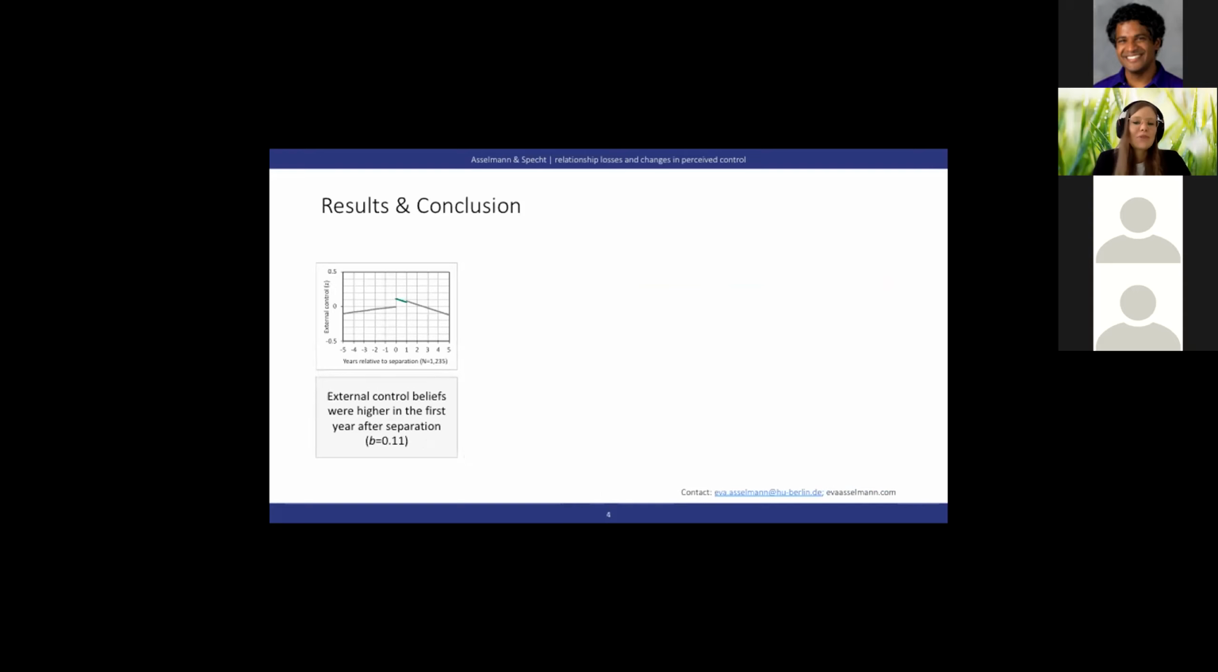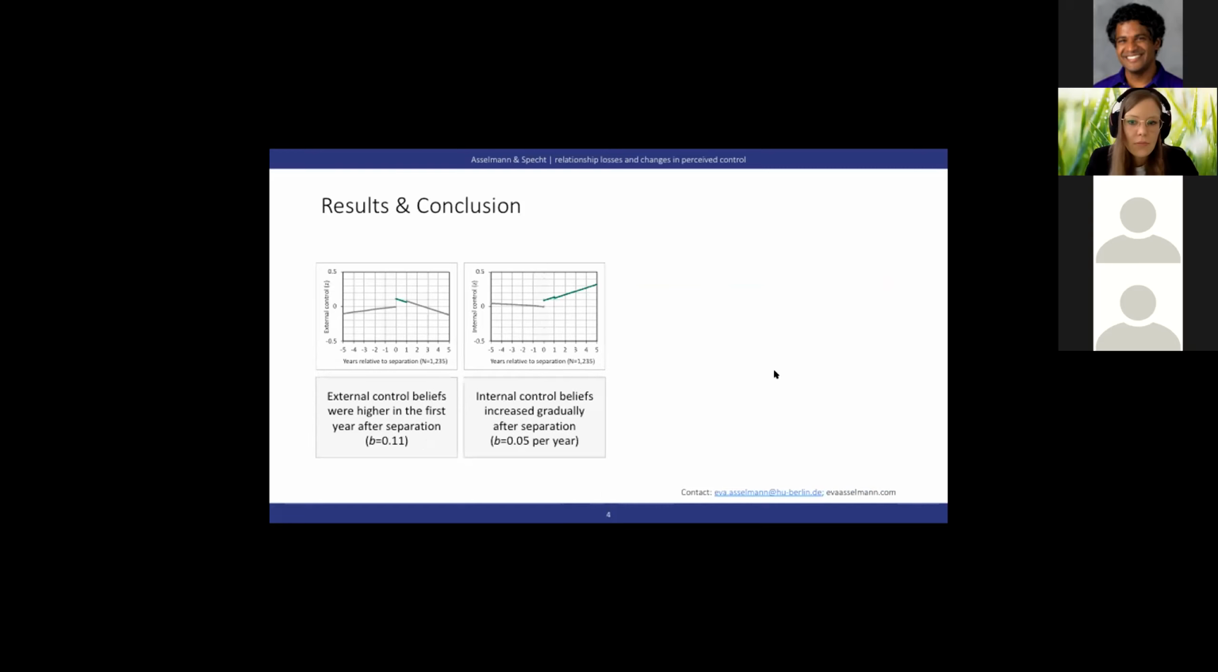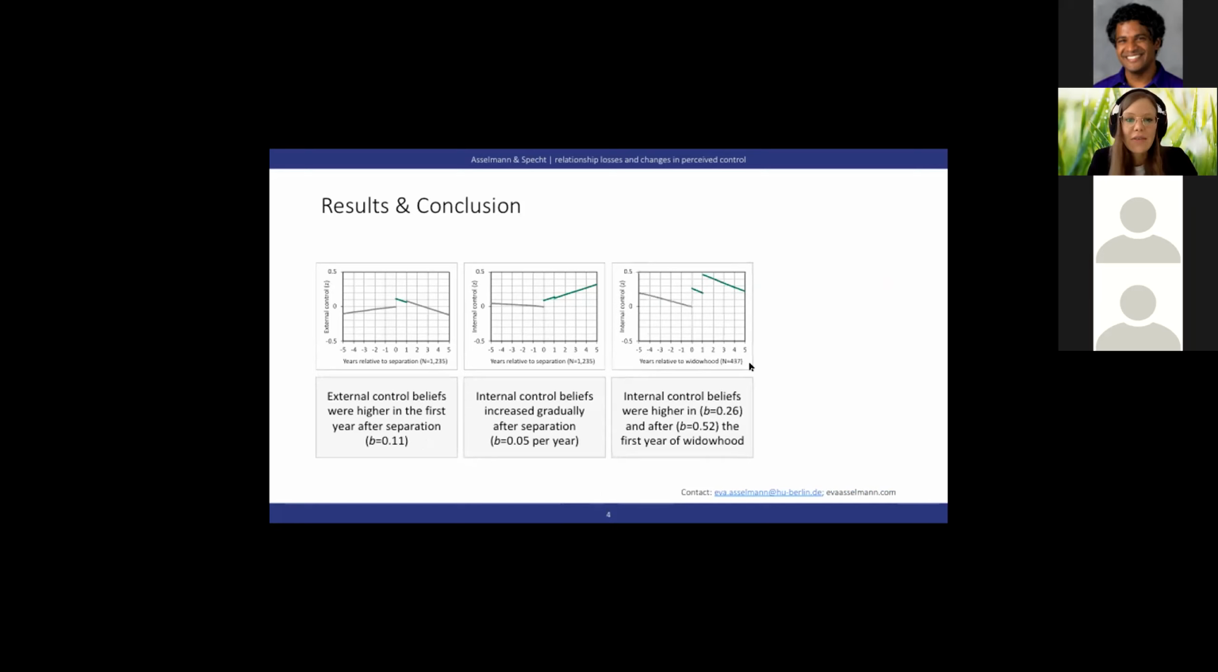First, we found that for separation, external control beliefs were higher in, but not after the first year of being separated. That is, separation was followed by a transient decrease of perceived control that attenuated in the long run. In terms of internal control beliefs, we found that internal control increased gradually after separation. And for the death of a partner, we even found stronger effects, namely that internal control beliefs were higher in, and especially after the first year of widowhood.